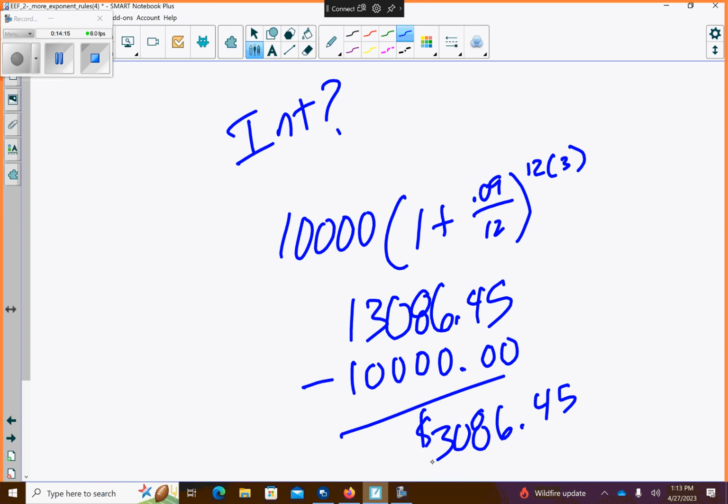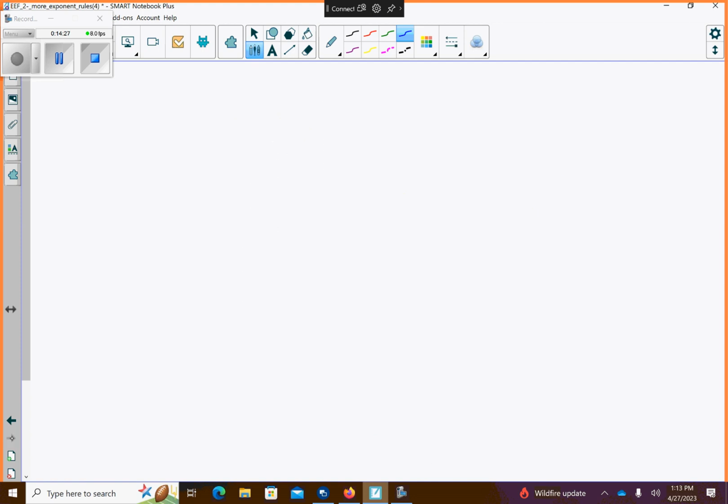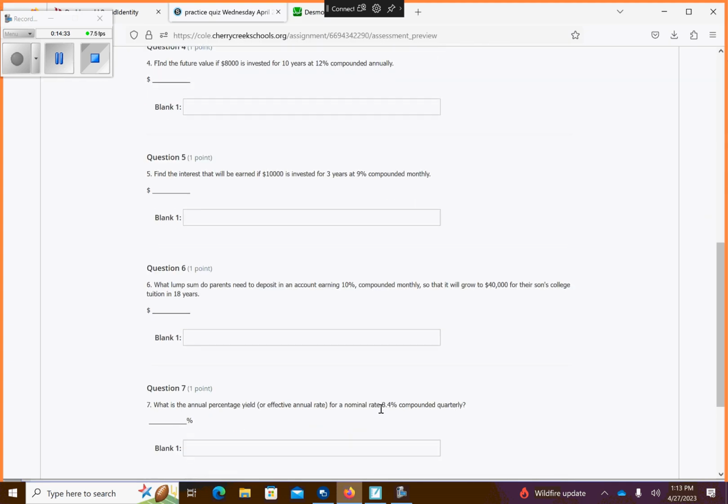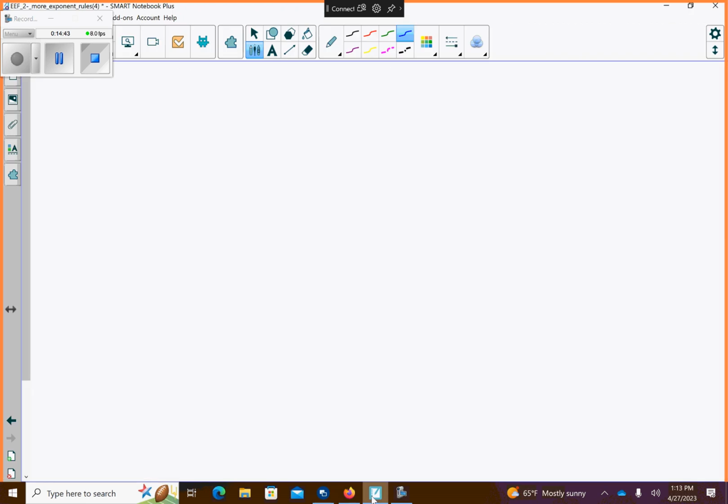And then number 6, what lump sum do parents need to deposit in an account earning 10% compounded monthly so it can grow to $40,000 for their son's college tuition in 18 years? Okay, that was this question here. Number 6, what lump sum? So we want to figure out how much money we have to put into this account that's going to grow up to $40,000. Okay, we can do that.